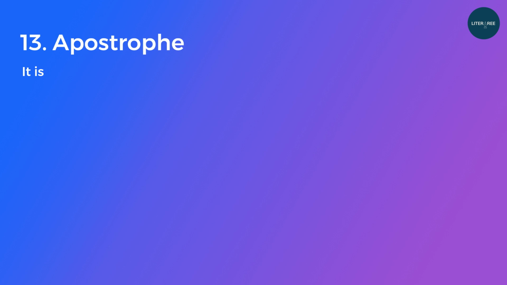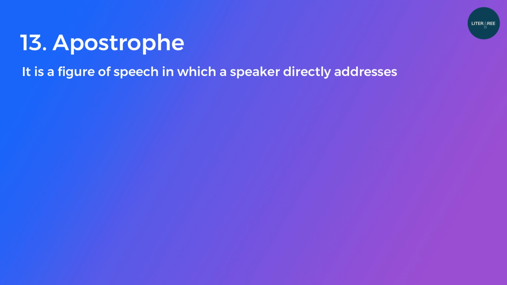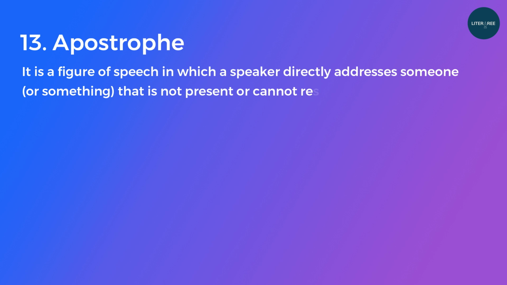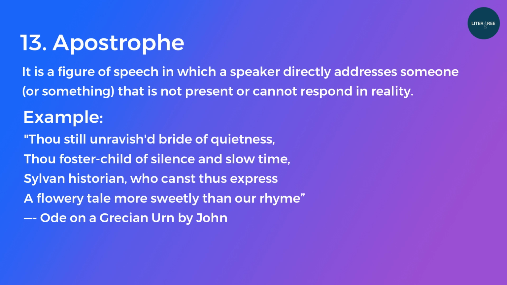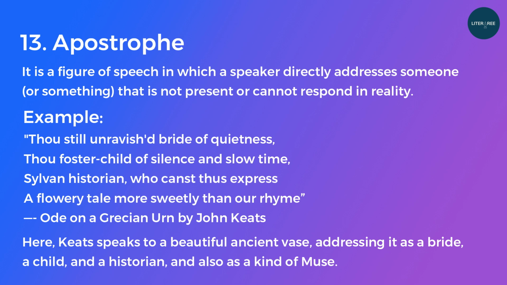Apostrophe. Apostrophe is a figure of speech in which a speaker directly addresses someone or something that is not present or cannot respond in reality. Look at this beautiful example from the poem Ode on a Grecian Urn by John Keats. Thou still unravished bride of quietness, thou foster child of silence and slow time, sylvan historian who canst thus express a flowery tale more sweetly than our rhyme. Here Keats speaks to a beautiful ancient vase, addressing it as a bride, a child, and a historian, and also a kind of muse.